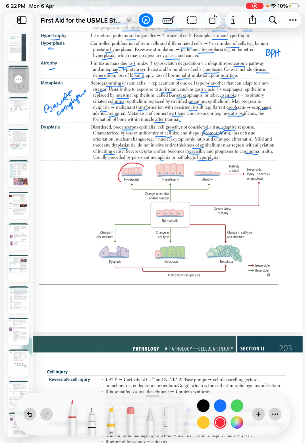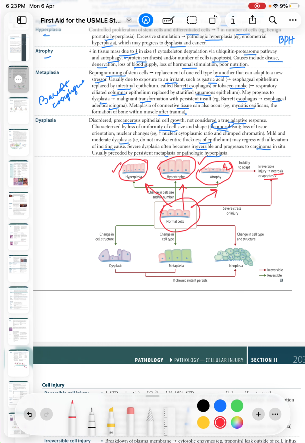In hyperplasia, the number of cells increases. In hypertrophy, the cells become enlarged. In atrophy, the cells decrease; there is a decrease in the tissue mass due to decrease in size. Irreversible injury, inability to adapt, leads to necrosis or apoptosis. These are the normal cells. Normal cells, when increased in number, lead to hyperplasia. When increased in size, hypertrophy, and when decreased in size, it is atrophy.